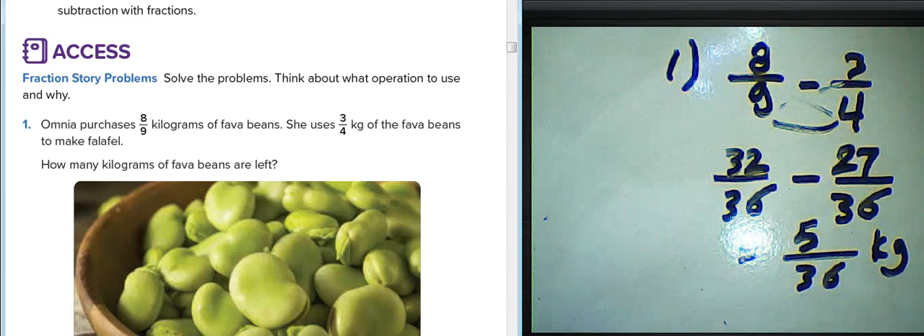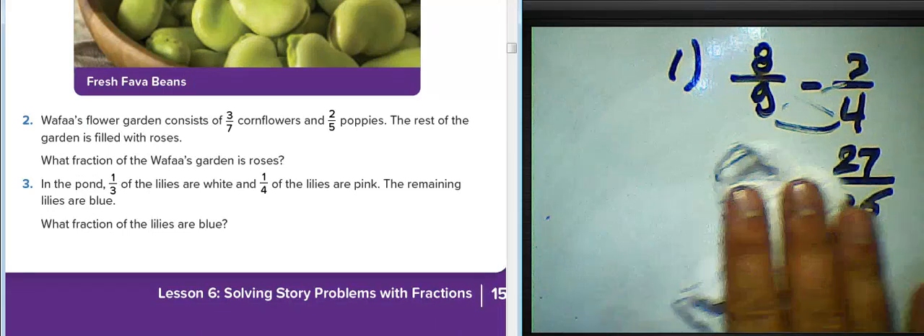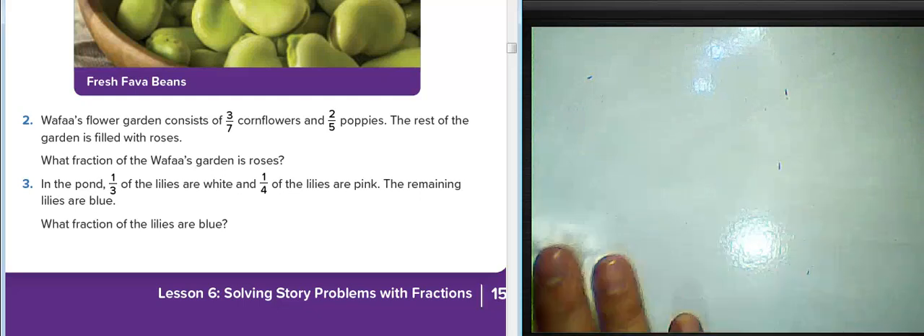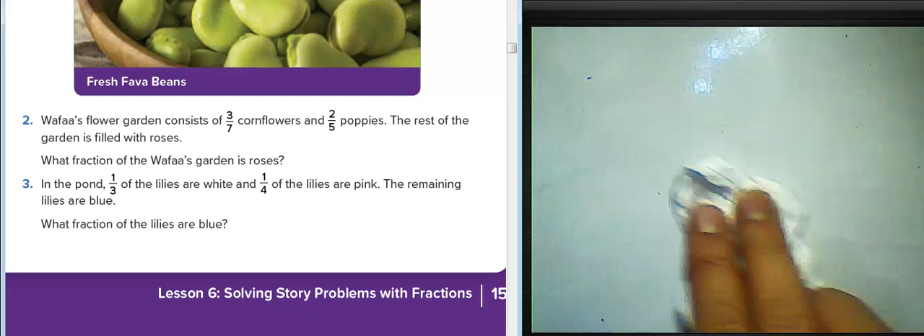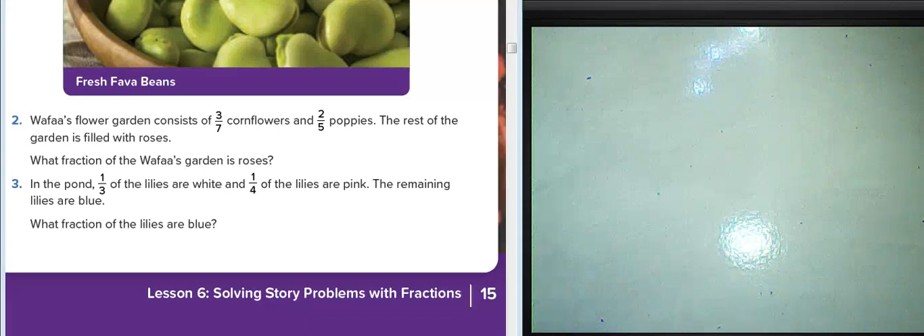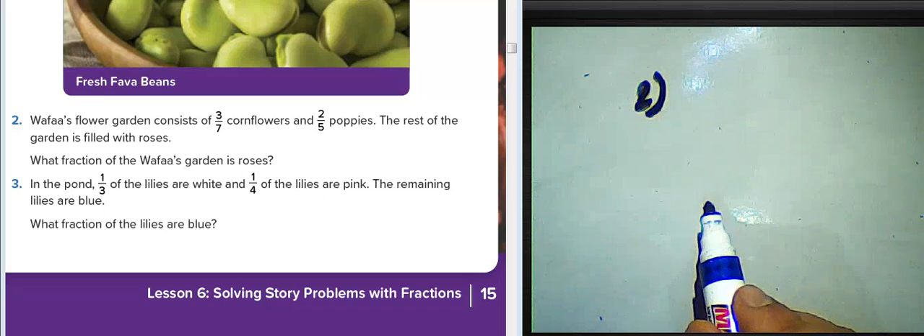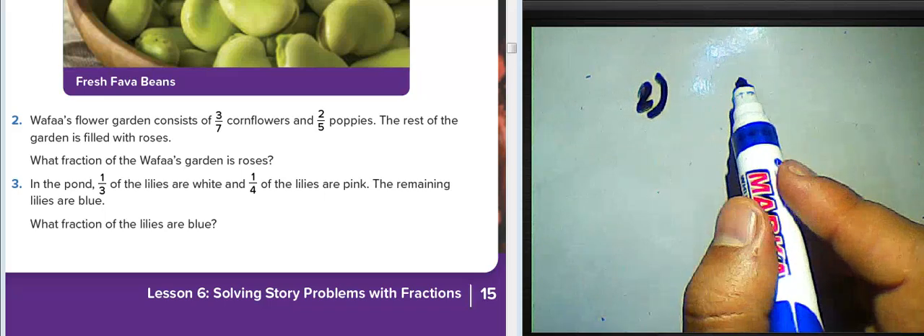What about the next question here? Look with me. Question number 2. A flower garden consists of 3 over 7 cornflowers and 2 over 5 purples. The rest of the garden is filled with roses. What fraction of the garden is roses? We can find the difference between the two areas to find the fraction of the garden that is roses. Okay, the difference between them.